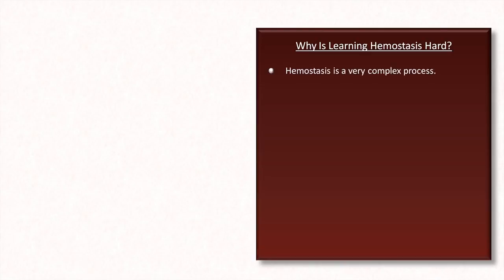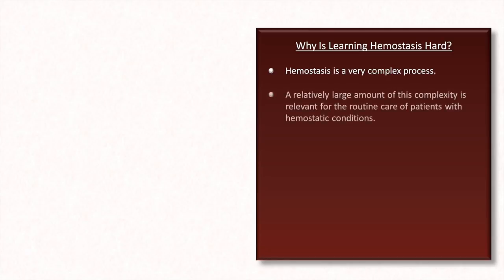Hemostasis is a very complex process. There are countless receptors, enzymes, and cofactors involved, each of which is given a numerical designation or acronym, making it hard to even remember their names, let alone their relationships to one another. Second, a relatively large amount of this complexity is relevant for the routine care of patients with hemostatic conditions. Without a firm grasp of the fundamental biology, it's impossible to treat hemostatic conditions appropriately. So in other words, there's no Cliff Notes version of the topic.